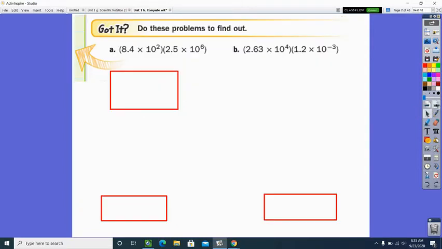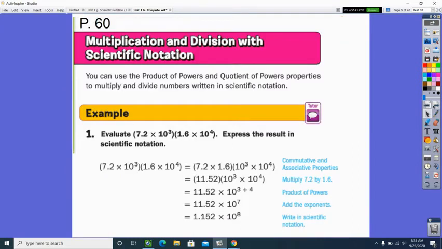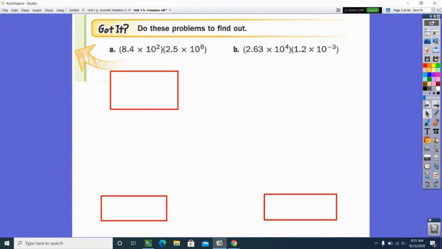Okay, so here is your turn. Got it. Unfortunately, I didn't put the page number up here. Let me just see if we can find it. Somewhere around page 60, guys. If you could do the two got it's A and B, pause the video and come back and make sure your answers are in proper scientific notation.